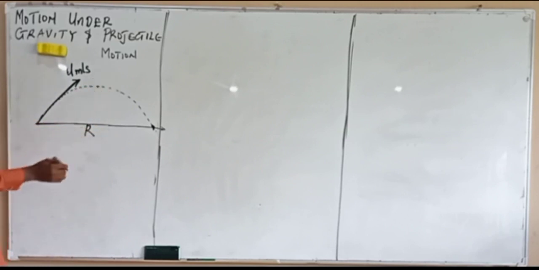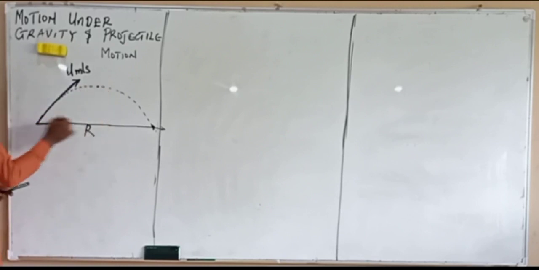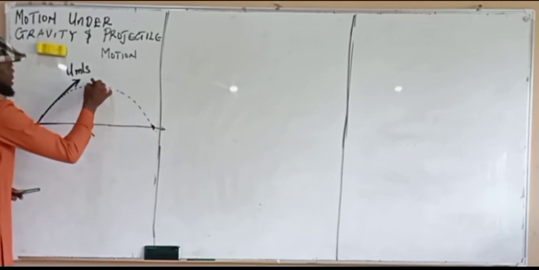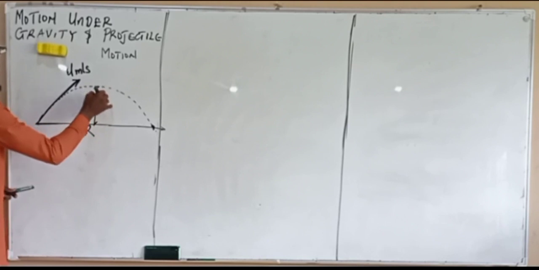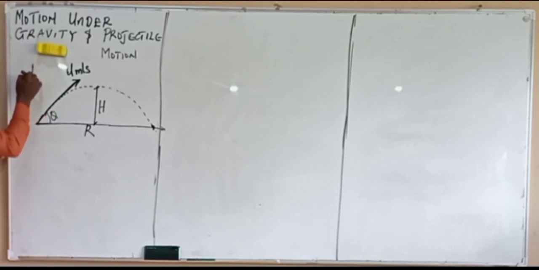Then the highest point of the curve, the distance between the highest point of the curve and the x-axis, is called the maximum height the body can attain. Then the angle of projection with the x-axis is theta. This can be our y-axis here, and this is our x-axis.